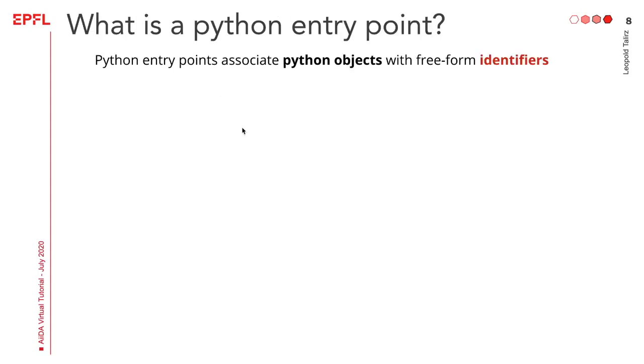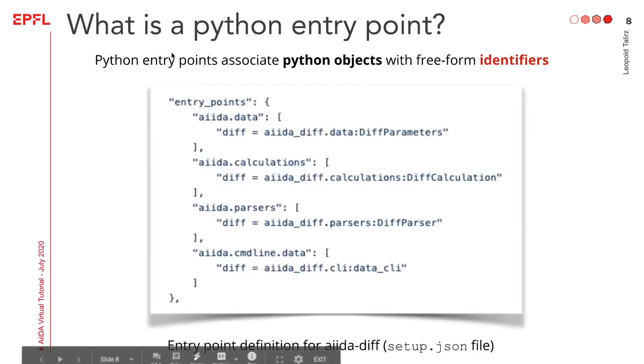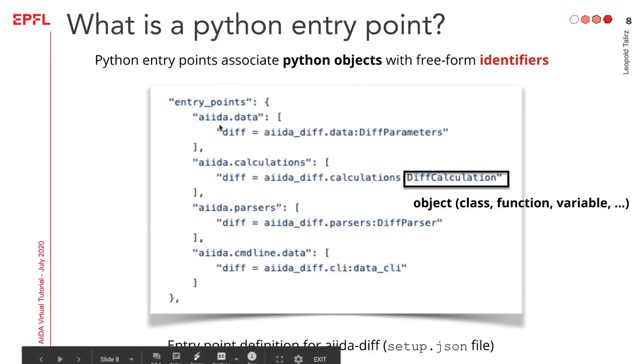What is a Python entry point? Python entry points associate Python objects with free-form identifiers, meaning with a string. And this is now an example of an entry point definition from the AiiDA Diff Demo plugin that we are going to look at later on.